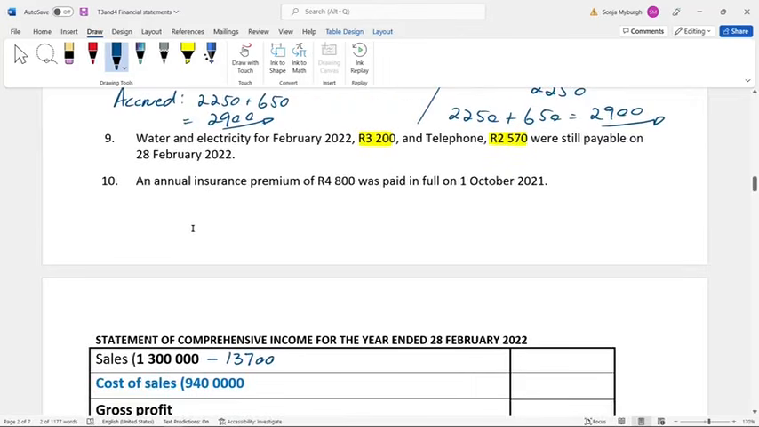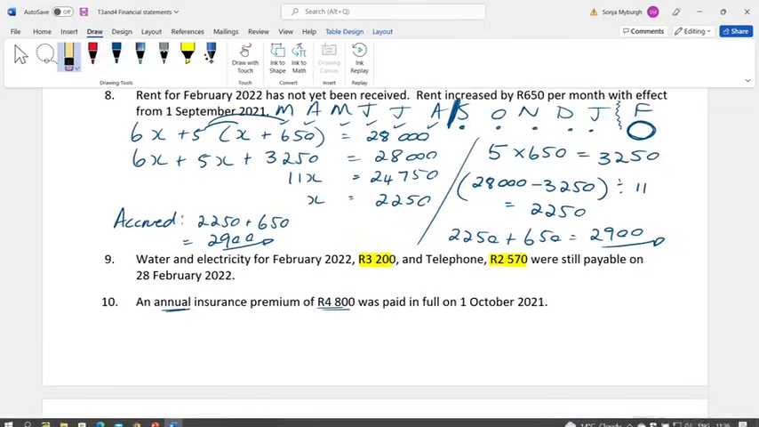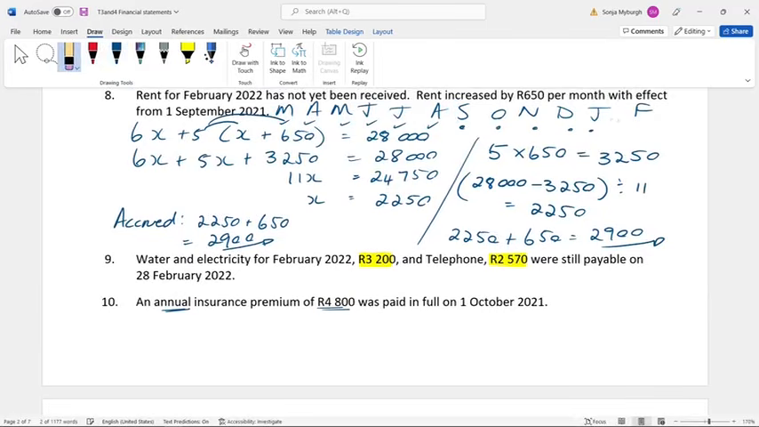And then the last one, an annual insurance premium. Annual, that is for a year, 4,800, was paid in full on the 1st of October 2021. It was paid in full. I'm going to use that timeline again. On the 1st of October, 1, 2, 3, 4, 5 months is within my financial year, but I've paid for a year. So the other 7 months is in advance.